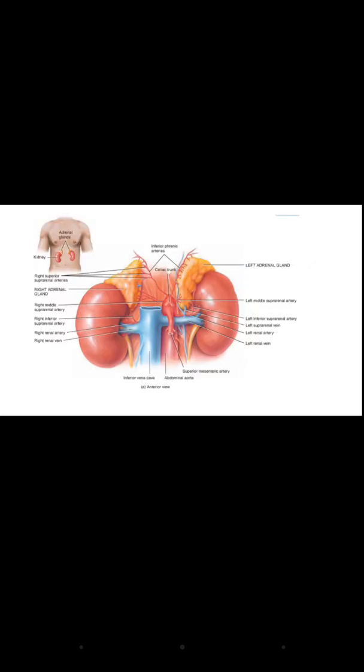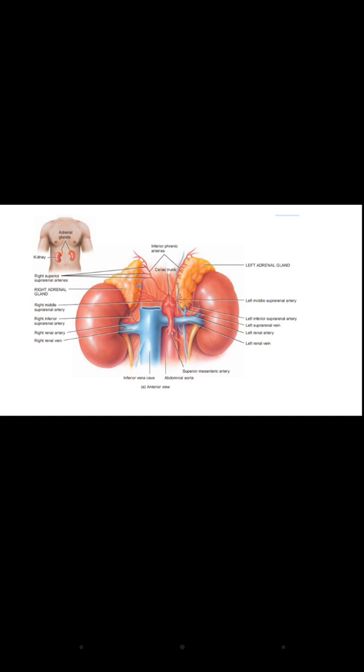renal vein. So in this diagram you can see on the right side there is the right superior suprarenal artery, then the right middle suprarenal artery, then the right inferior suprarenal artery. You can see the right superior suprarenal artery arises from the inferior phrenic artery. The right middle suprarenal artery arises from the abdominal aorta, and the right inferior suprarenal artery arises from the renal artery.